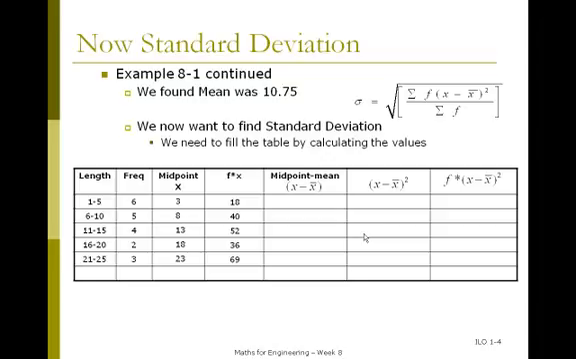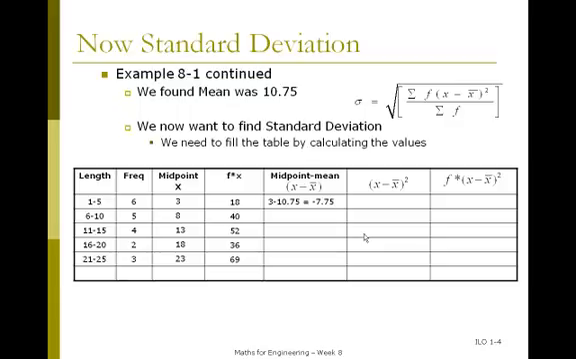So the first column in the table we have the length, the second one we have the frequency, the third column we have the midpoint, the fourth we have f times x, frequency times the midpoint, as we did in the last slide. And now the next column is the midpoint minus the mean. So for the first one, our midpoint is 3, our mean that we calculate is 10.75. So taking one from the other gives us minus 7.75.